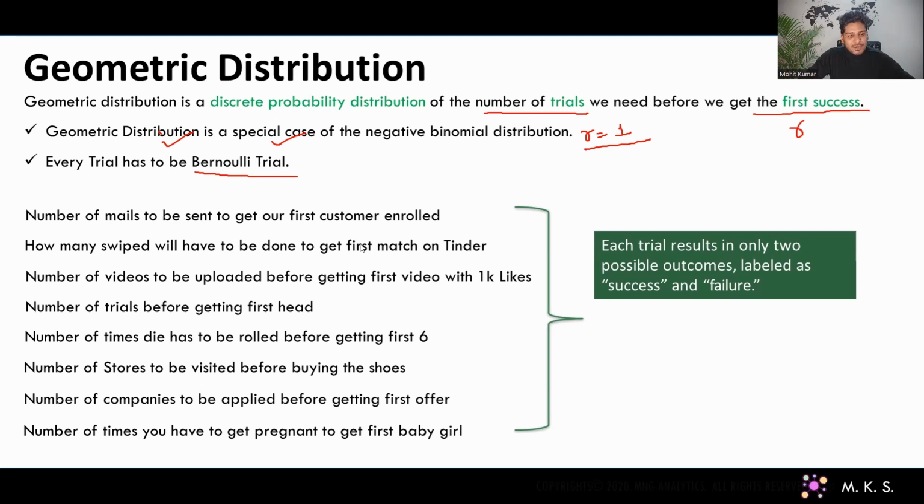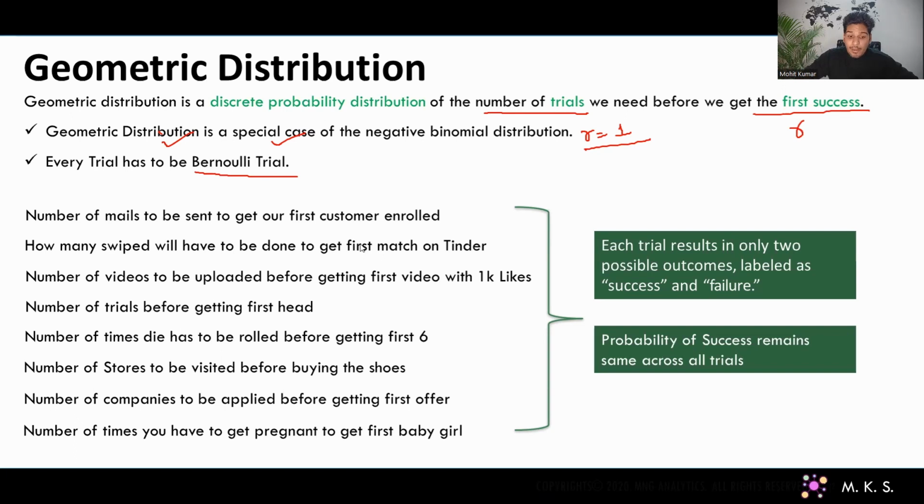In every experiment, if you clearly observe, every trial has two possible outcomes, either yes or no, whether head or tail, or getting 6 or not, whether you are getting the offer or not. So there are two possible outcomes. Second condition, probability of success remains the same across all trials. Let's say you are flipping the coin, and in the first trial, head coming has a certain probability, right? That probability will not change in the second trial or the third trial or the fourth trial. In any trial, that probability will not change. It means every trial is independent, guys.